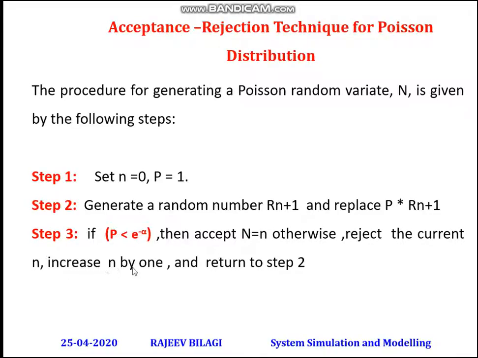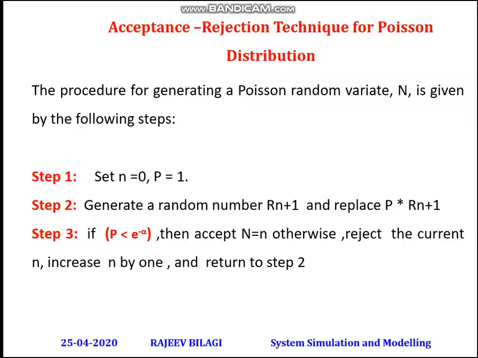Increase n by 1, so n is 0 plus 1, then n is equal to 1 now. Now return to step number 2. You continue this until you accept n equal to n, that is, until you have the required number of Poisson variates. For example, if you need 3 Poisson variates, then you need to have 3 accepts in the given values.